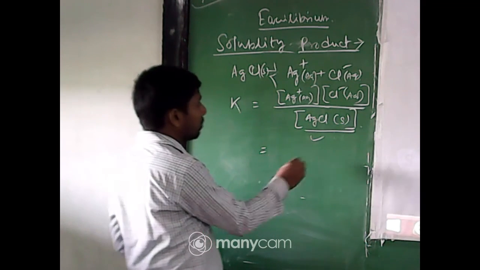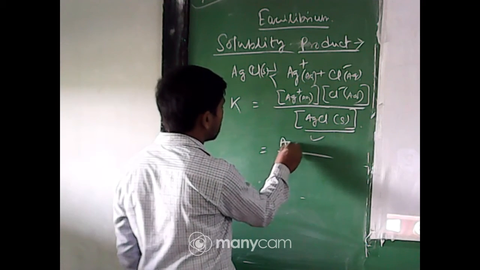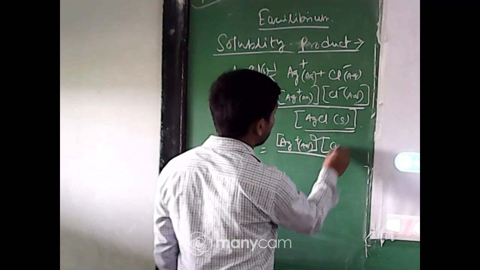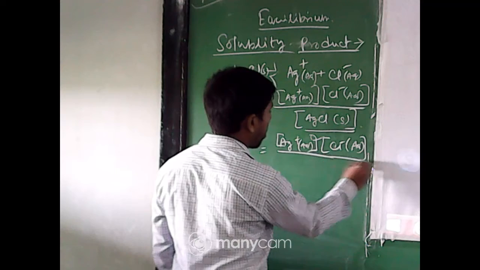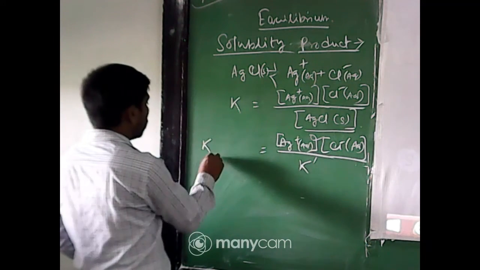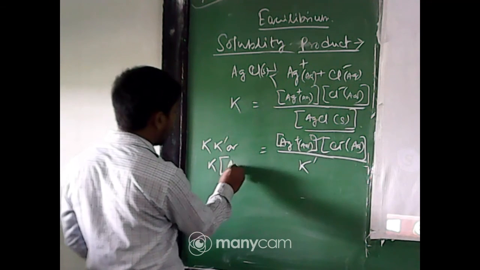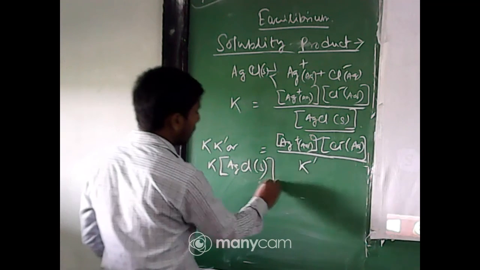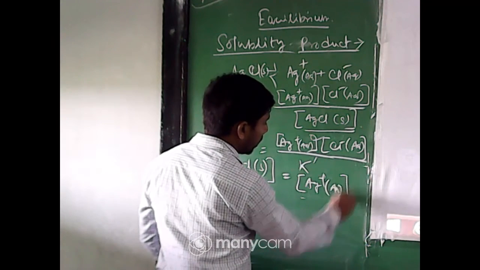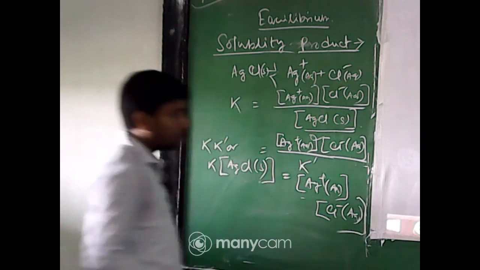So the concentration may be assumed as a constant value, which may be called K dash. Now K into K dash, or we may write K into the concentration of AgCl solid, is equal to the concentration of Ag plus aqueous into the concentration of Cl minus aqueous. Any confusion?